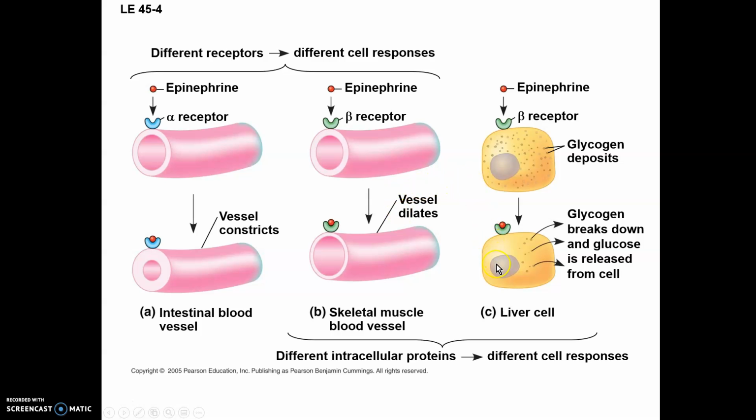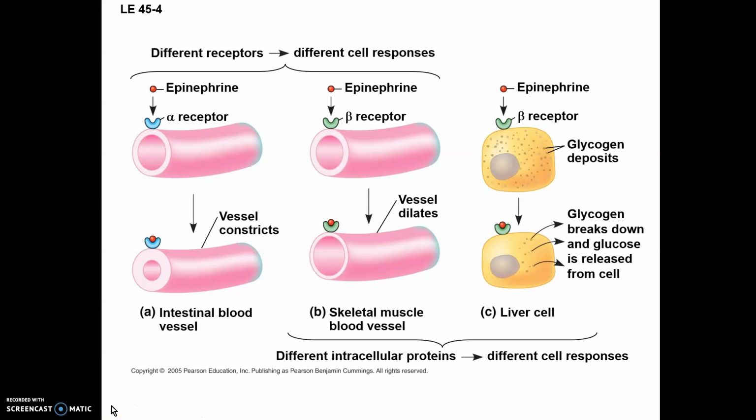The same is true in the liver cells. Now those liver cells are going to bind with epinephrine, which is going to cause glycogen to be broken down into glucose, and then that would leak into the blood. And so you can now see how you can have one hormone and how each of those cells are going to react based on the receptors that are present.